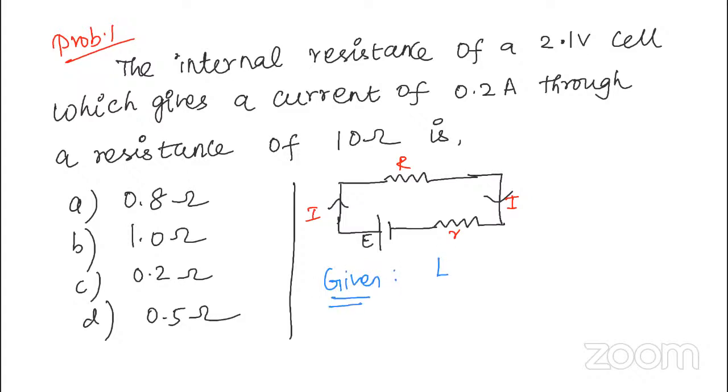E is equal to 2.1 volt. And what about the current value? It is I is equal to 0.2 ampere, right? Then what will be the resistance value? R is equal to 10 ohms. So from the values provided, they are asking for the internal resistance. What will be the internal resistance? So let us now calculate with the formula. Out of the 3 formulas, we can use one to calculate the internal resistance.